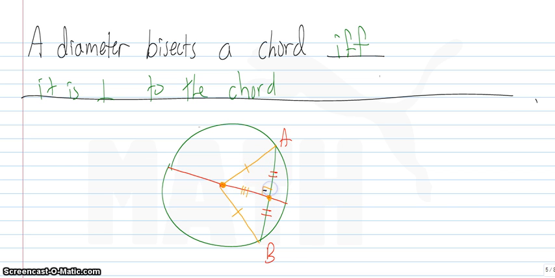Corresponding parts, this angle is congruent to that angle. They also form a linear pair, so they're also going to be 90 degrees. And we could do that proof in the reverse order to show that if this is a right angle, then also those two segments would have to be congruent to each other.